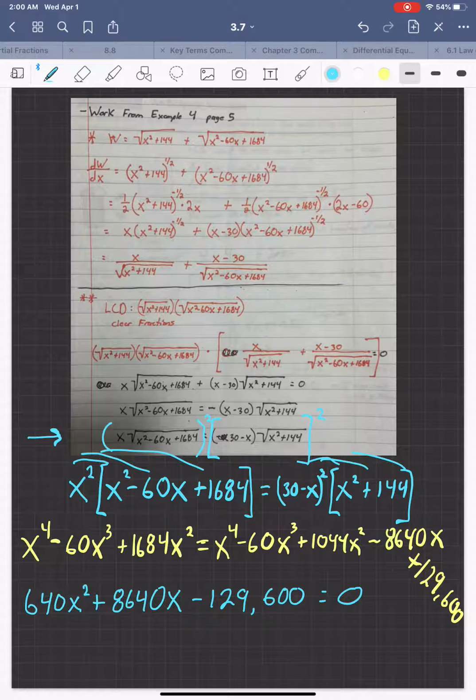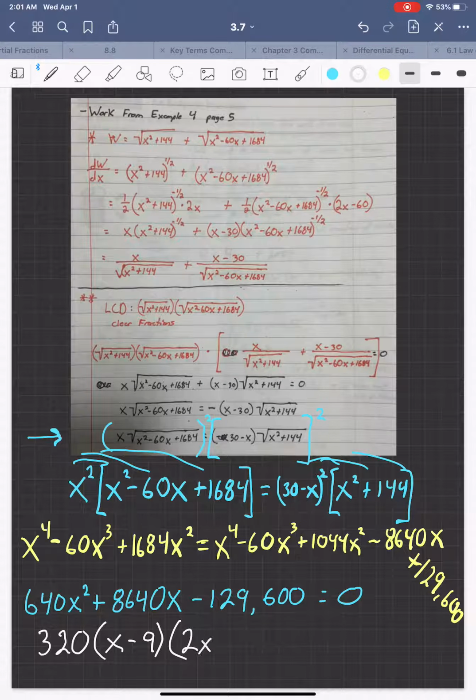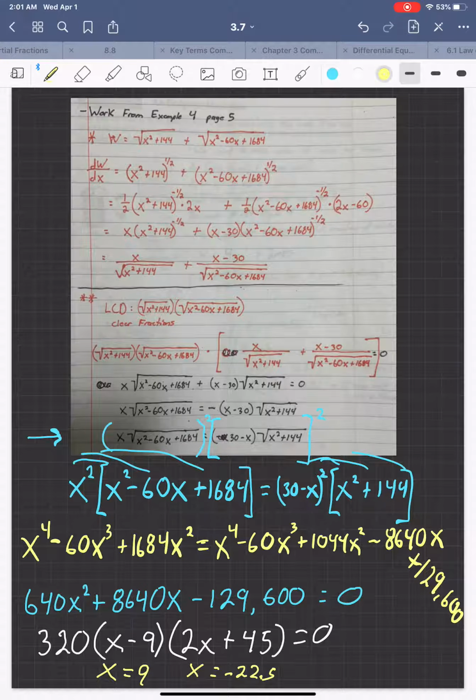All right, does this factor? It does. And this is what it factors to be. So I can factor out a 320. And what would be left would be an x minus 9 multiplied by 2x plus 45 equals 0. And look, I know that's a lot of work, but I said that your solutions were x equals 9. There's where the 9 comes from. And x is equal to negative 22.5. And that's where that value comes from.